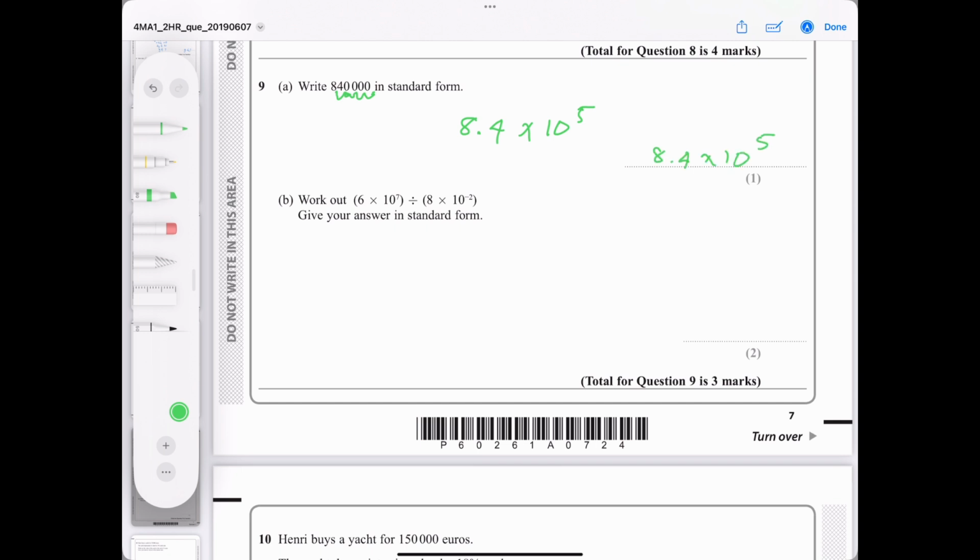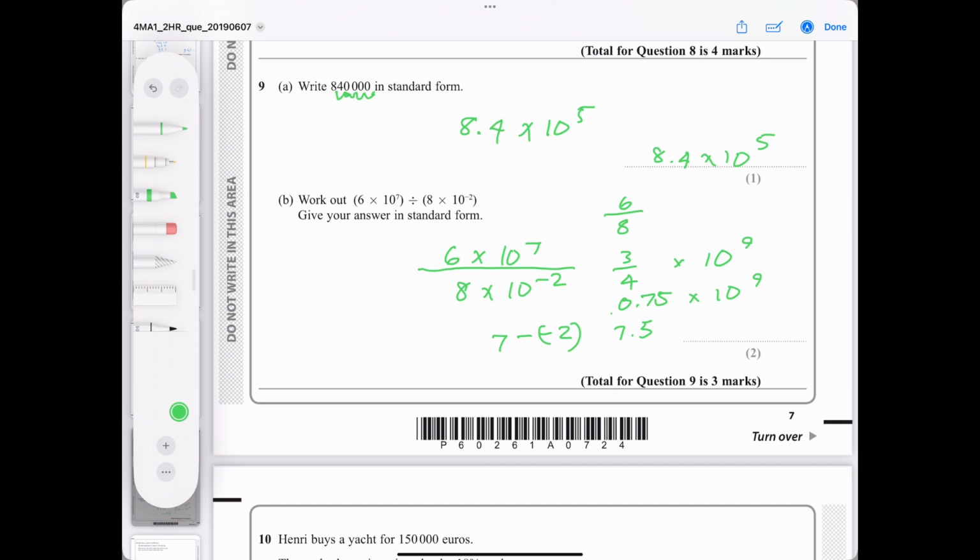Does feel a bit silly saying that. And then work out this over this. So weirdly, this never really works if you put it in your calculator, or maybe it does, but it doesn't for me. So let's put that 8 times 10 to the power negative 2. So we know it's 6 over 8, which is 3 over 4. And then 7 minus 2, what on earth is that? So 7 minus 2 is 9. So according to this, it's 3/4 times 10 to the power 9, which would be 0.75 times 10 to the power 9.